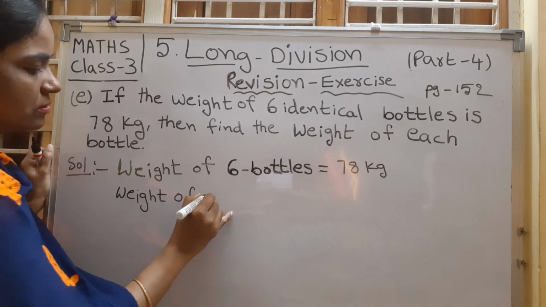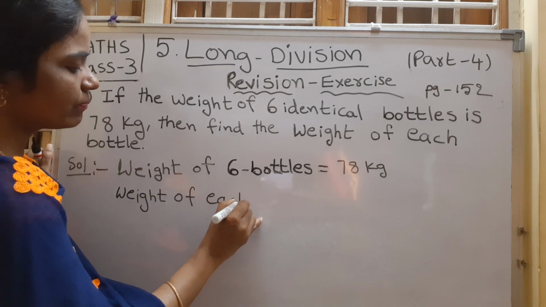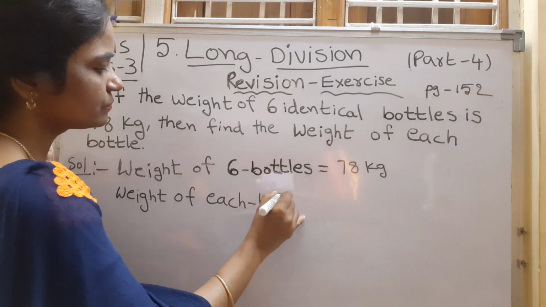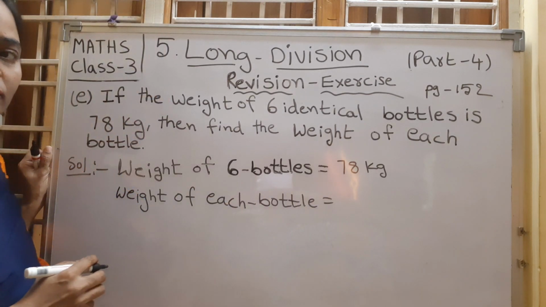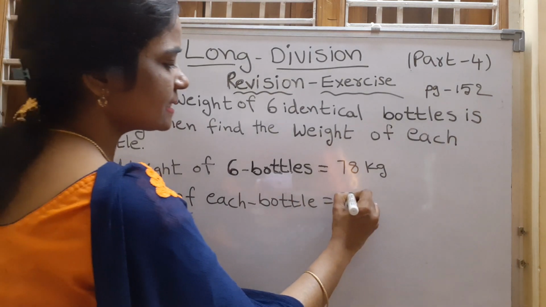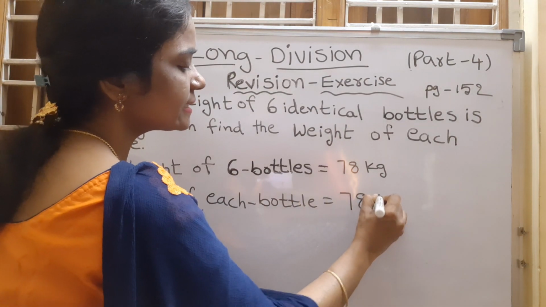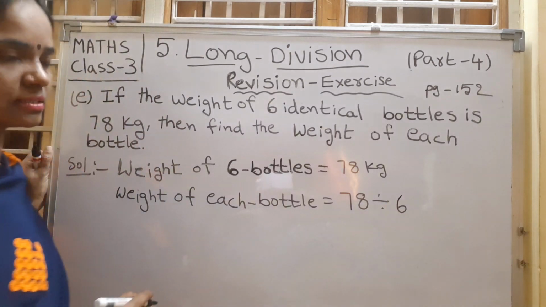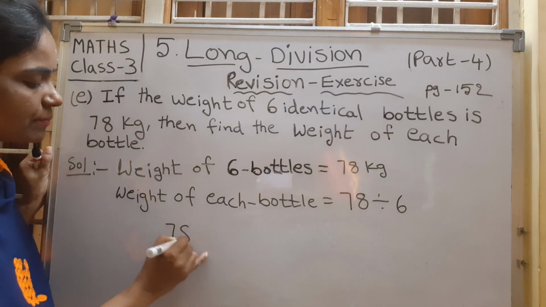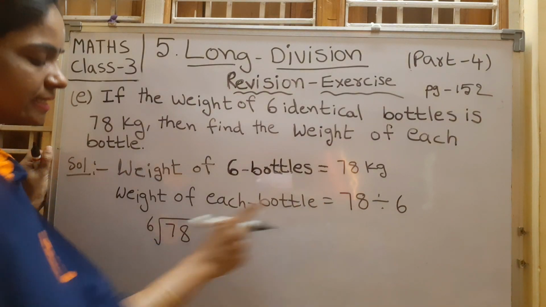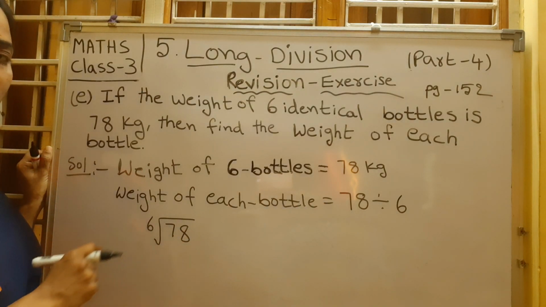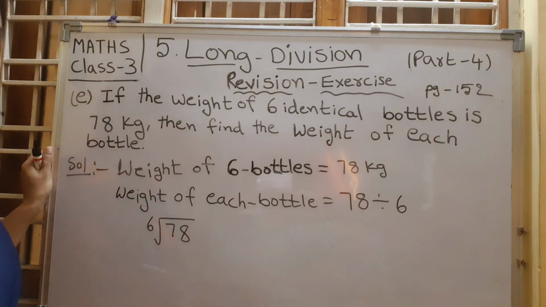Weight of each bottle. Yeah, children, how do you get, what we have to do? Yes, take long division, that is 78 divided by 6 will give the answer. Now here I am doing. So 78 inside the symbol, 6 is outside the symbol. Long division I am taking.